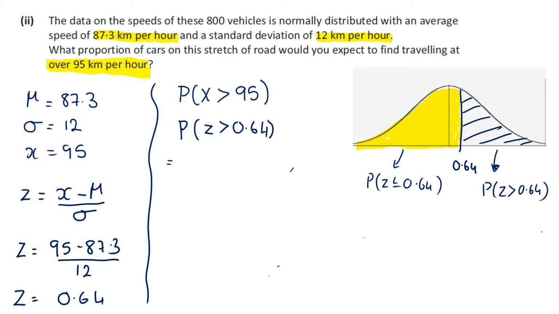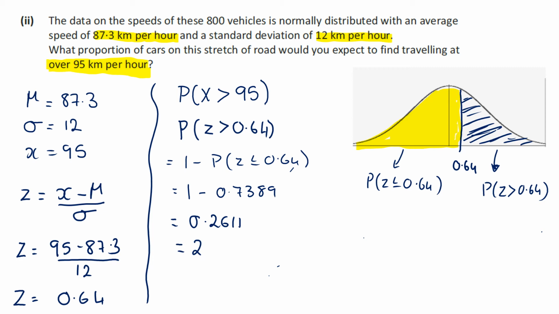Therefore, if I want to work out the bit that I have in blue here, it's going to be 1 minus the probability that Z is less than or equal to 0.64. Going to your log tables, that's 1 minus 0.7389. So I'm looking that up. It's on page 36. I go to 0.6 and then across to 0.04, which is 0.7389. And that is 0.2611. And again, putting that into percentage form, the proportion of cars that you would expect to find traveling over 95 kilometers per hour is about 26.11%.